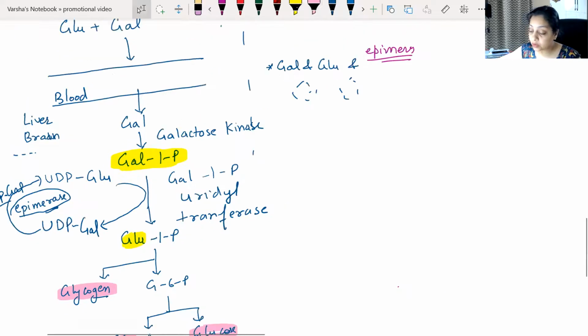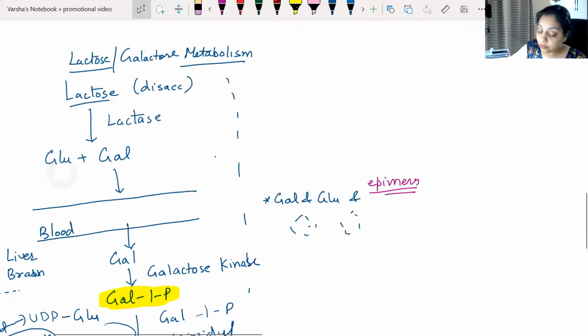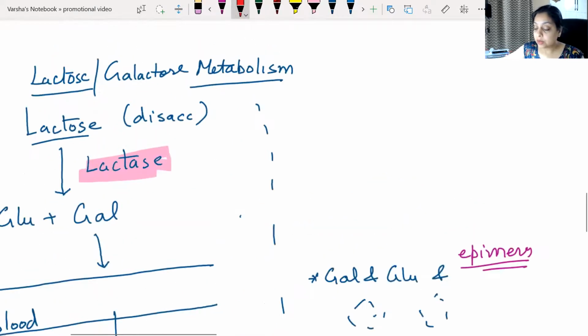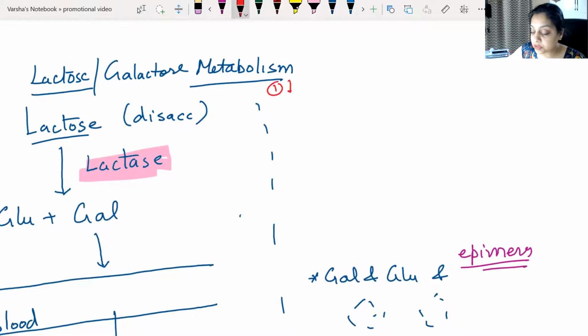Now, what kind of enzymes have we seen? We have seen lactase. So if we have to write down the clinical correlate, how are we going to write it down, right? So the first enzyme deficiency is lactase deficiency.